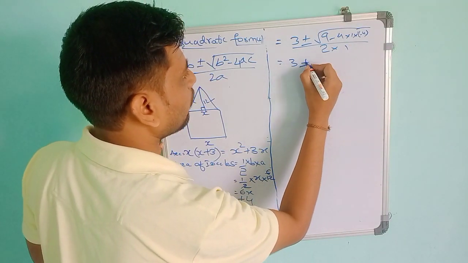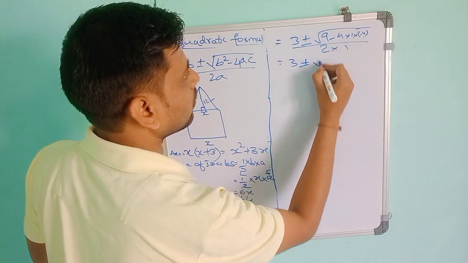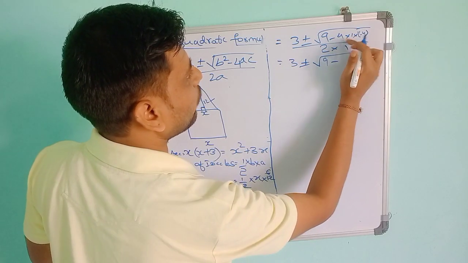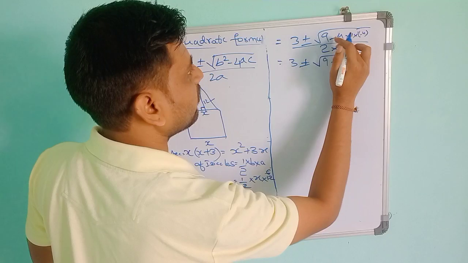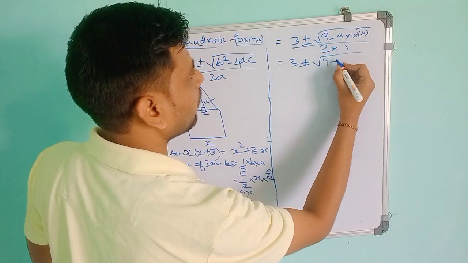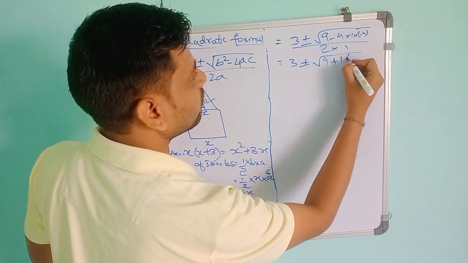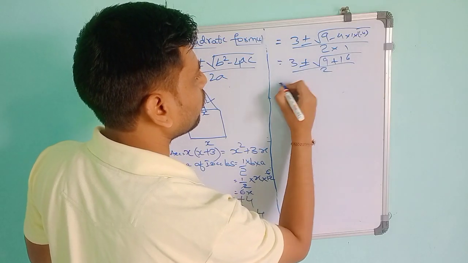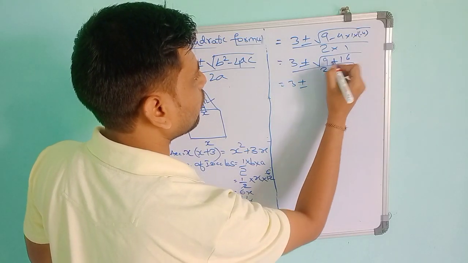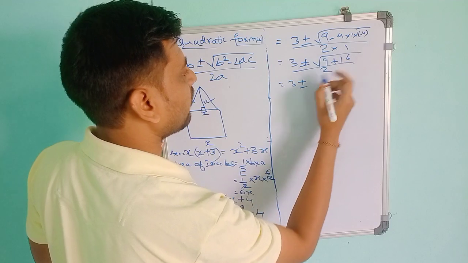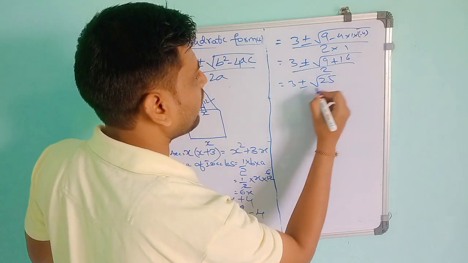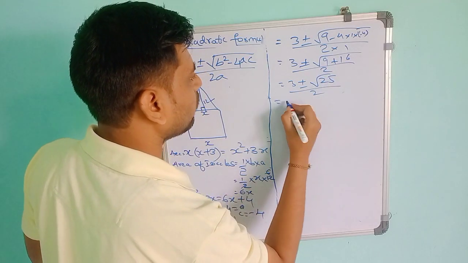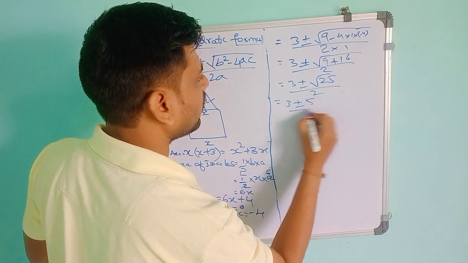Then 3 plus or minus root of 9 minus 4 into 1 into minus 4. Minus into minus will become plus, 4 into 4 is 16, divided by 2. So it will become 3 plus or minus root of 9 plus 16, which is root 25. Root 25 is nothing but 5. So 3 plus or minus 5 divided by 2.